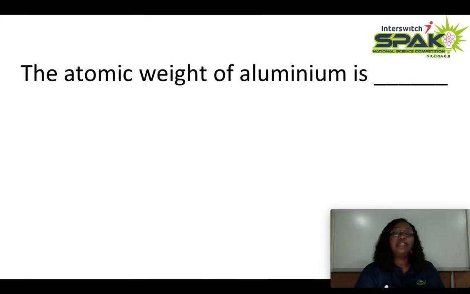The atomic weight for aluminium is what? Atomic weight is also known as atomic mass, or mass number. So what's the atomic weight of aluminium? I know the atomic number is 13. So what's the atomic weight? Can you guess? Did you guess right? The answer is 27. That's the weight of aluminium.